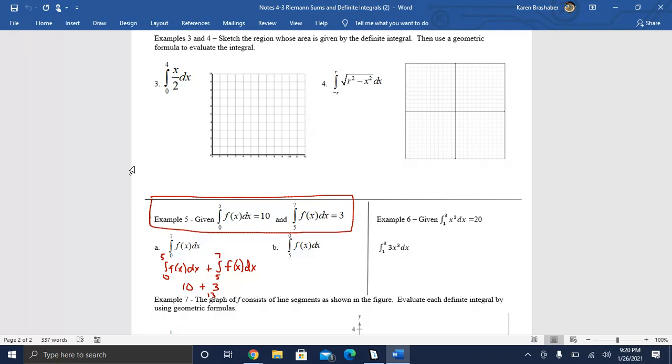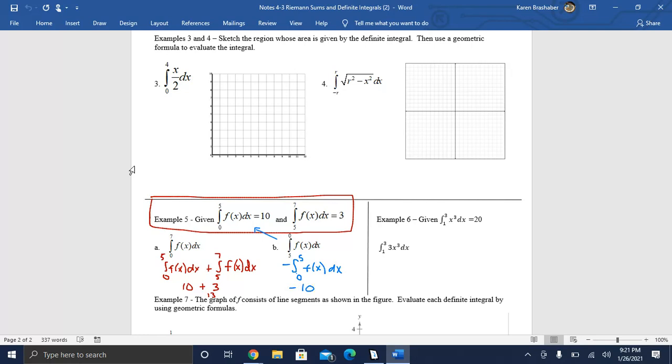And then for our second problem, we are asked to find the integral from 5 to 0 of f of x dx. So notice that I was given the integral from 0 to 5. Our second property said that if the upper and lower limits of integration trade places, then your integrals are opposite signed. So that would equal the negative of the integral from 0 to 5 of f of x dx, and that would give us a value of negative 10.